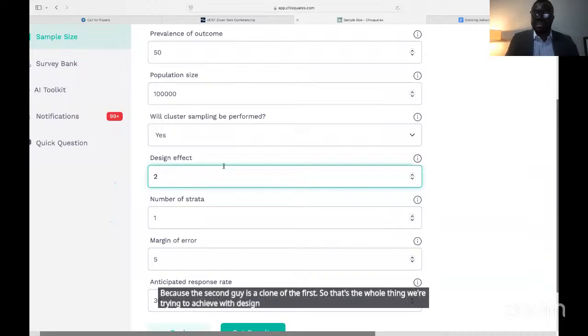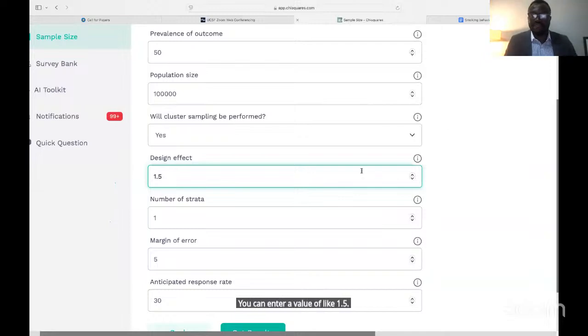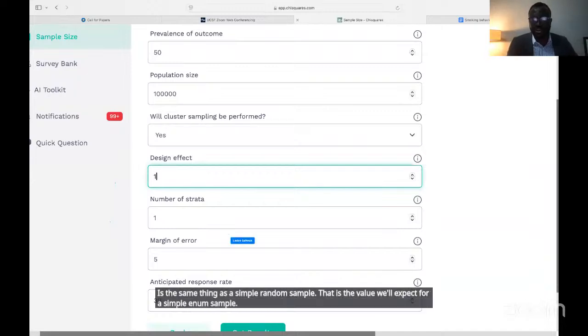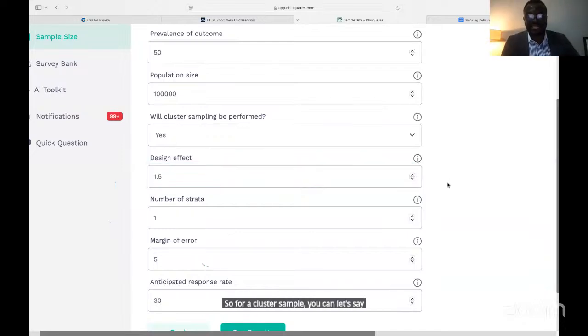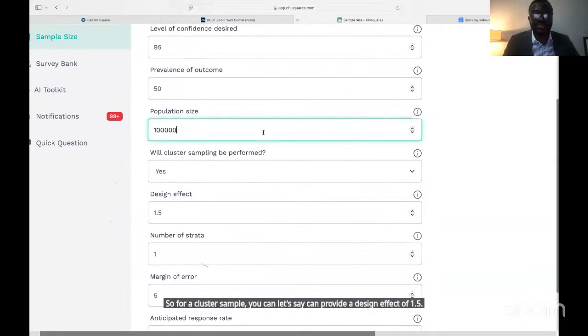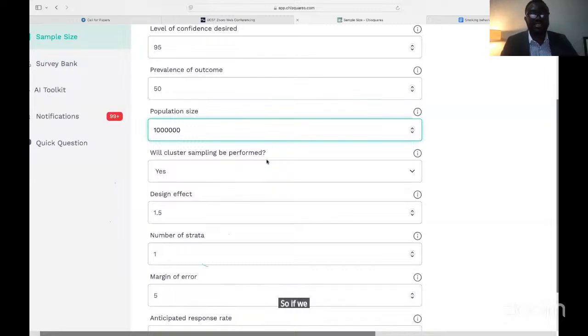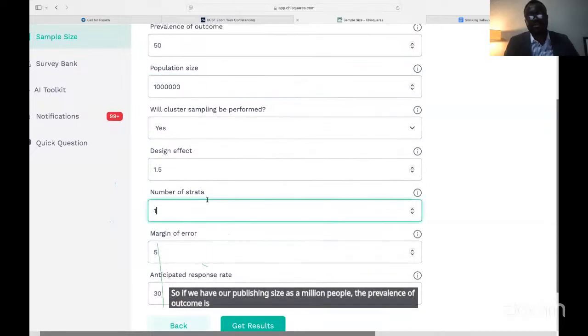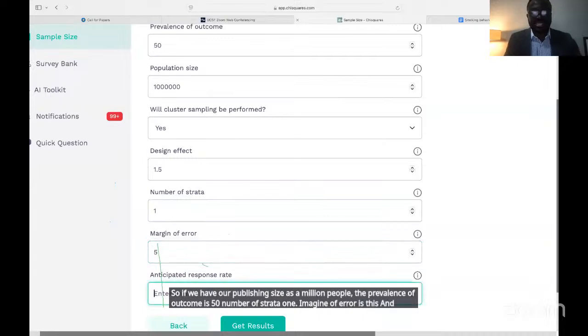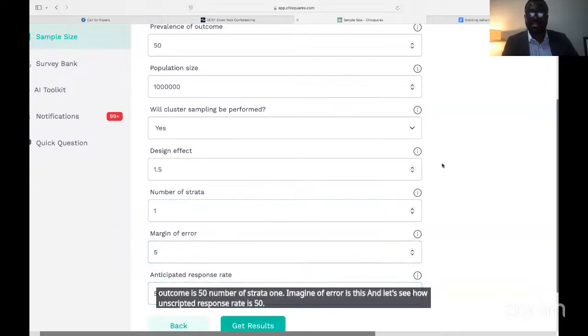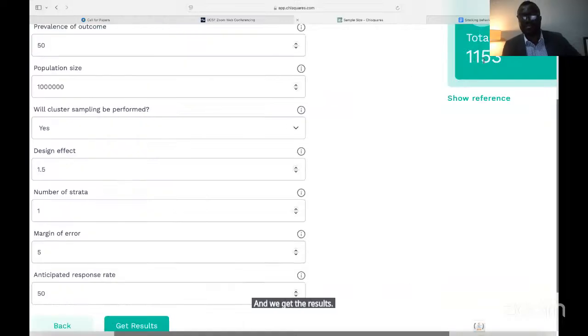So if you don't know the value, you can enter a value of like 1.5. A value of 1 is the same thing as a simple random sample. That is the value we'll expect for a simple random sample. So for a cluster sample, you can, let's say, provide a design effect of 1.5. So if we have our population size as 1 million people, the prevalence of the outcome is 50, number of strata 1, the margin of error is this, and let's say our anticipated response rate is 50, and we get the results. That tells us that we need 1,153, right?